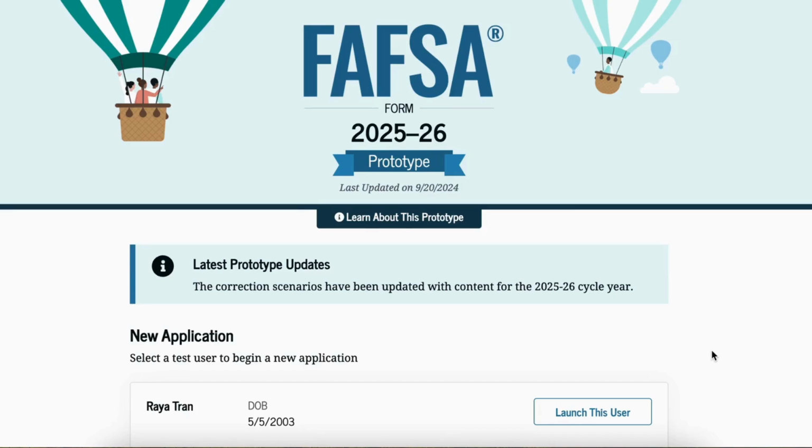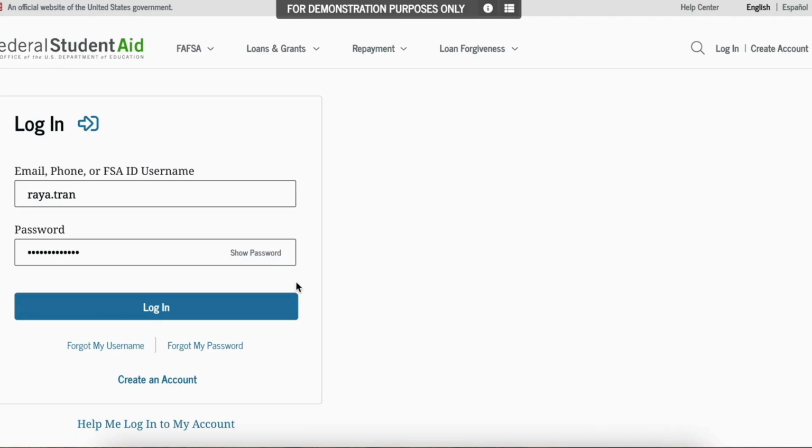2025-2026 FAFSA. I will be walking through the FAFSA by using this prototype. I'll be launching as a demo student, but this is what you will see when you go to log into FAFSA. You will need to log in with your FSA ID. The FSA ID is required for student and parent or guardian. We're going to hit login.